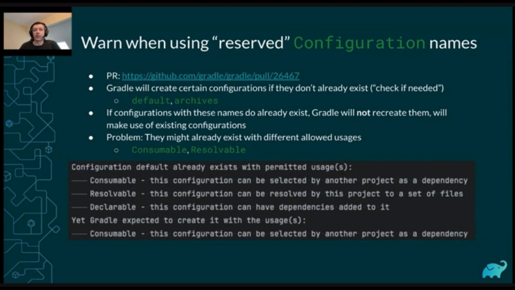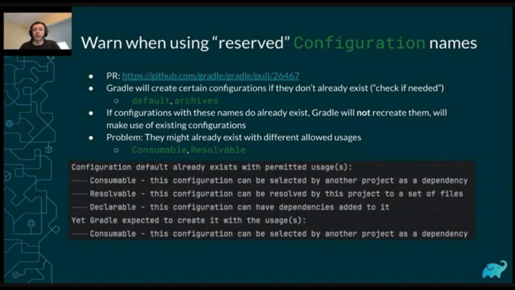This problem is a consequence of configurations living in a globally accessible container without using any sort of namespace, which is something that we do want to address in the future. But in the present, creating configurations like this that anticipate the names of something that a core plugin will create can lead to trouble. You could have set a different set of allowed usages than Gradle is expecting.